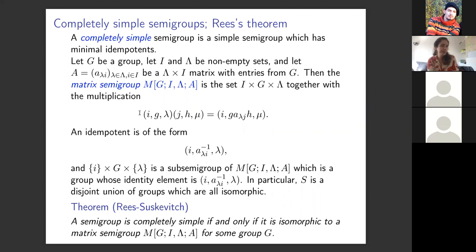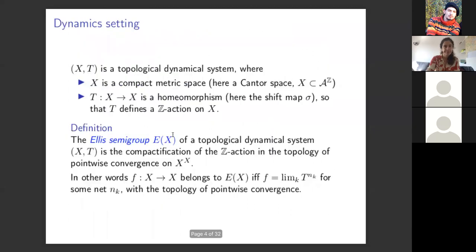your matrix. Okay. All right, so Rees's theorem in the 1940s is that a semigroup is completely simple, so has an idempotent and is its own kernel, its own minimal bilateral ideal, if and only if it's isomorphic to a matrix semigroup for some group G. Okay, so these semigroups will play a role in what I'm talking about today.